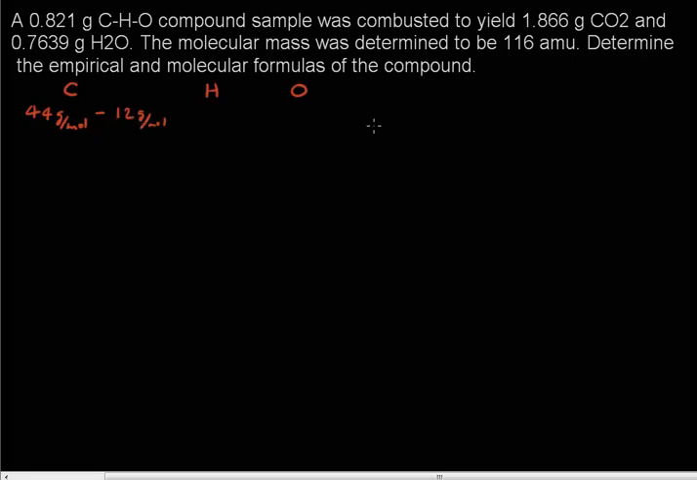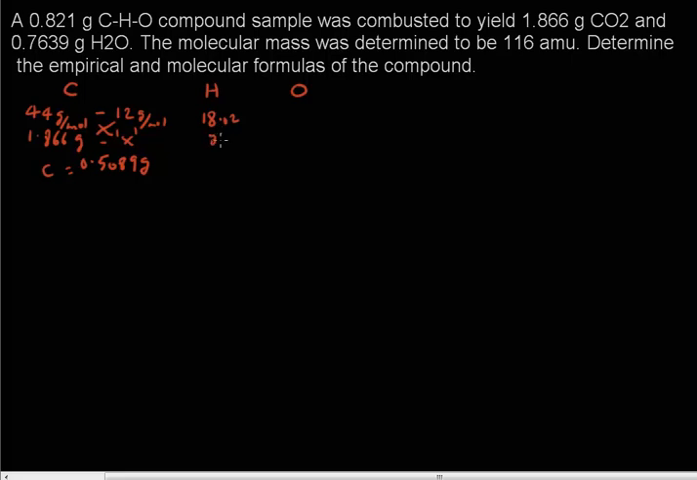But in the problem we have 1.866 grams of carbon dioxide. That would contain how much carbon? Let's call it X. You can calculate X, or the mass of carbon, if you cross multiply, and that would give you about 0.5089 grams of carbon.